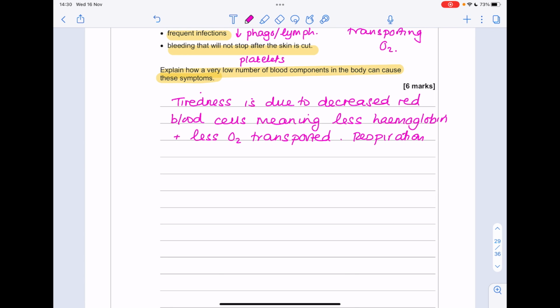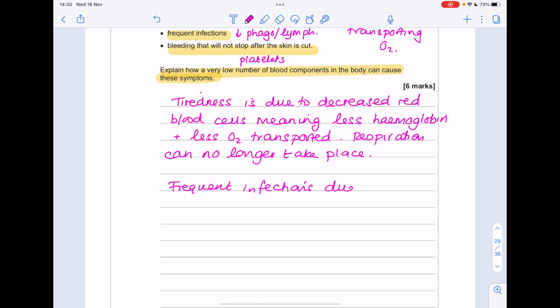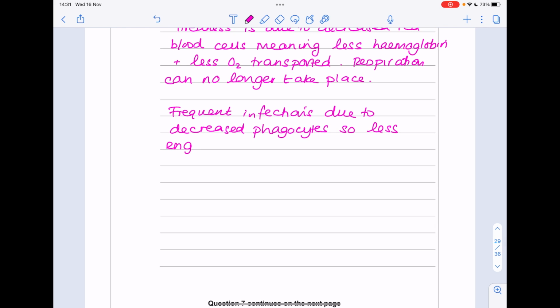Respiration can no longer take place as much. Let's talk about the frequent infections due to decreased phagocytes, so less engulfing of pathogens, because remember that's what phagocytes do.